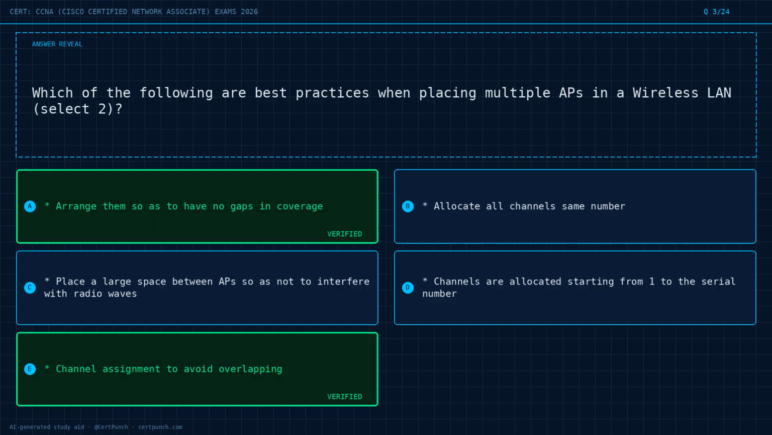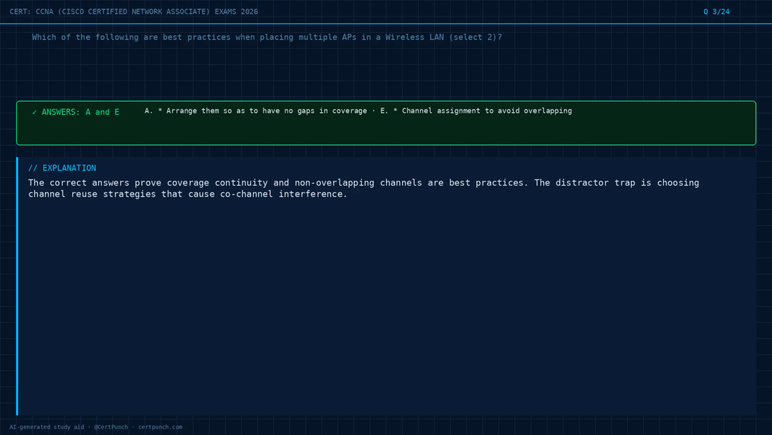The correct answers are options A and E. Key Q. The correct answers prove coverage continuity and non-overlapping channels are best practices. The distractor trap is choosing channel reuse strategies that cause co-channel interference.